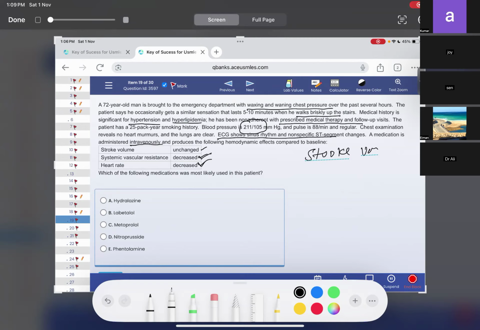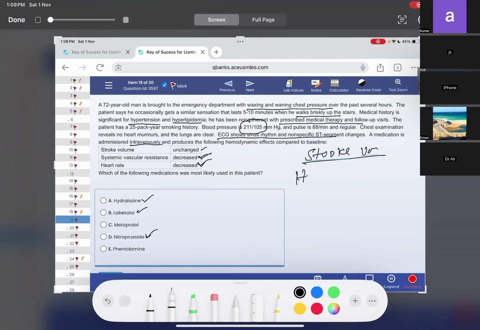Can anyone answer with the correct option? Hydralazine. Labetalol. Anyone with another option? Nitroprusside. So let's discuss one by one.